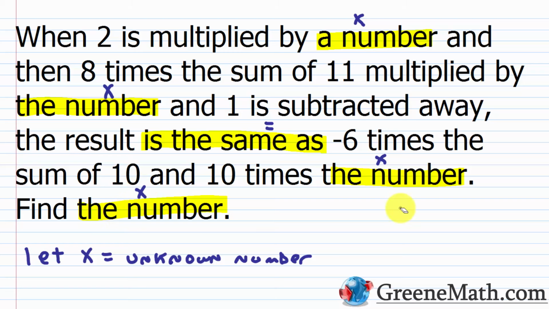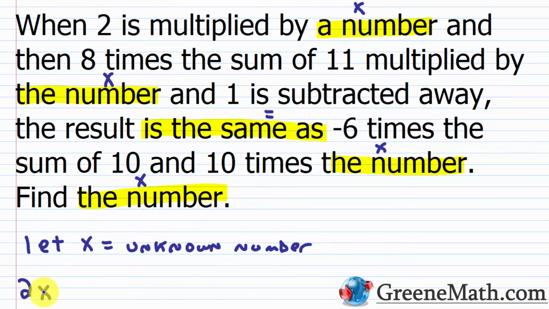All right, so let's read back through this now. So we have when 2 is multiplied by our number x, so I'm going to put 2x. Then we have and then. So and then means afterwards. We have 8 times the sum of. So whenever you have the sum of in this type of problem, you're going to multiply 8 by a set of parentheses, okay, because you're going to have a sum. So I'm going to put 8 out here times a set of parentheses. I don't know what's going to go inside yet, but I'm just going to set that up. So 8 times the sum of, you've got 11 multiplied by our x. So we've got 11x, and then and 1.